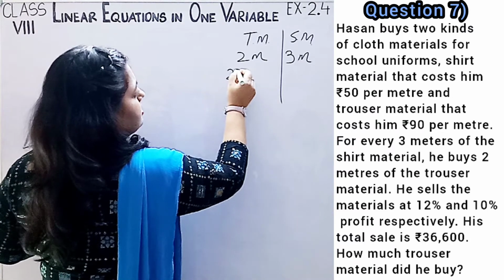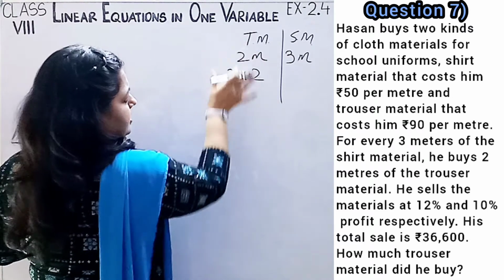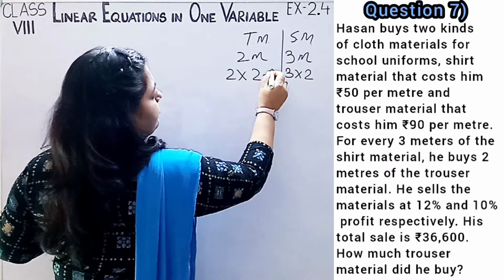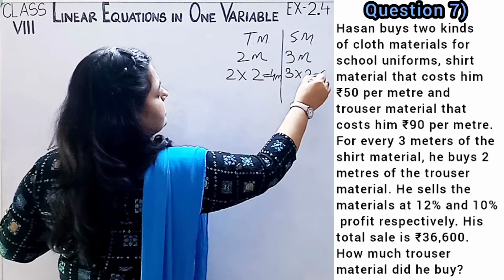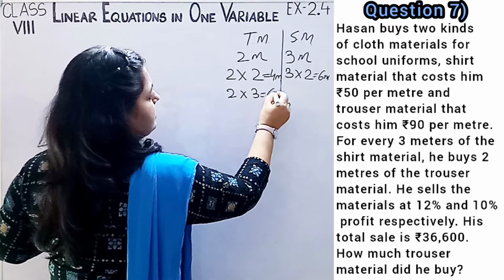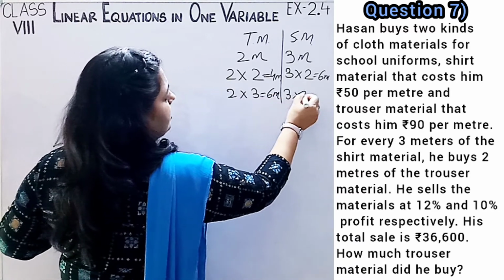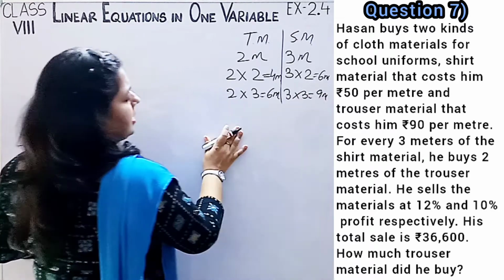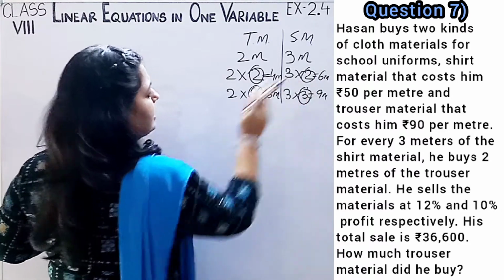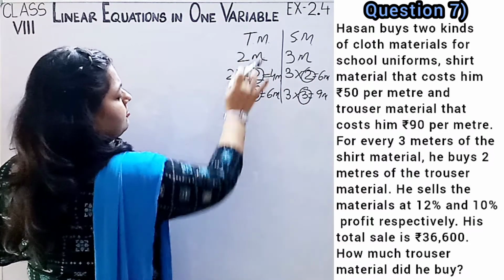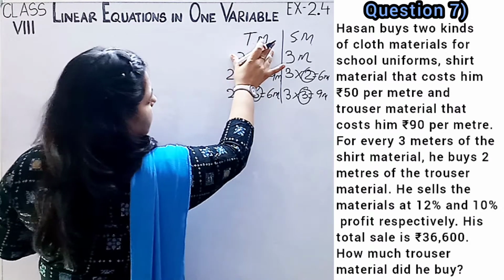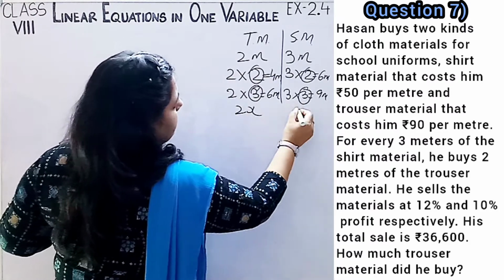Suppose he bought double of trouser material and double of shirt material. It means 4 meter and 6 meter. If 3 times, then 6 meter and 9 meter. Here you can see that these 2, 3 are the common length of material. It means here we can take it as x. So this is 2x and this is 3x.